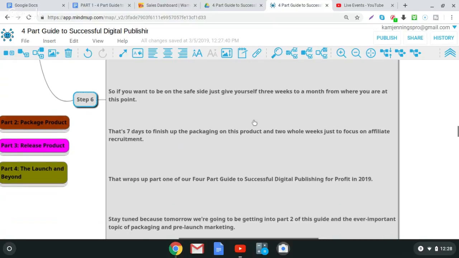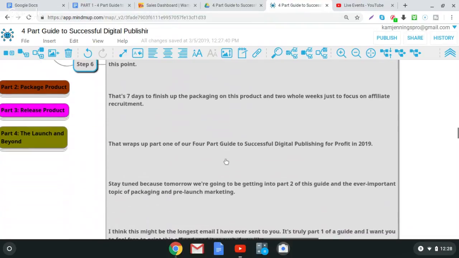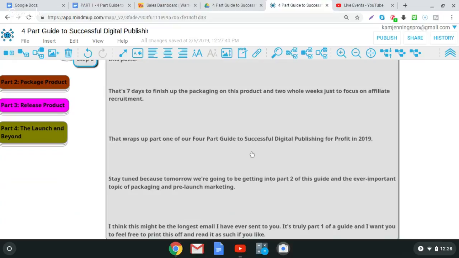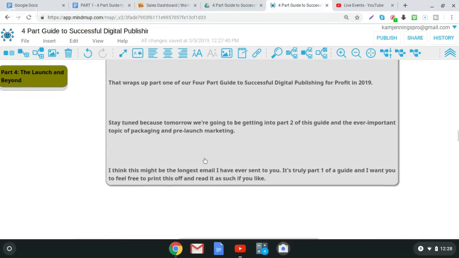That's 7 days to finish up the packaging on this product and 2 whole weeks just to focus on affiliate recruitment. That wraps up part 1 of our 4-part guide to successful digital publishing for profit in 2019. Stay tuned because we're going to be getting into part 2 of this guide and the ever important topic of packaging and pre-launch marketing.